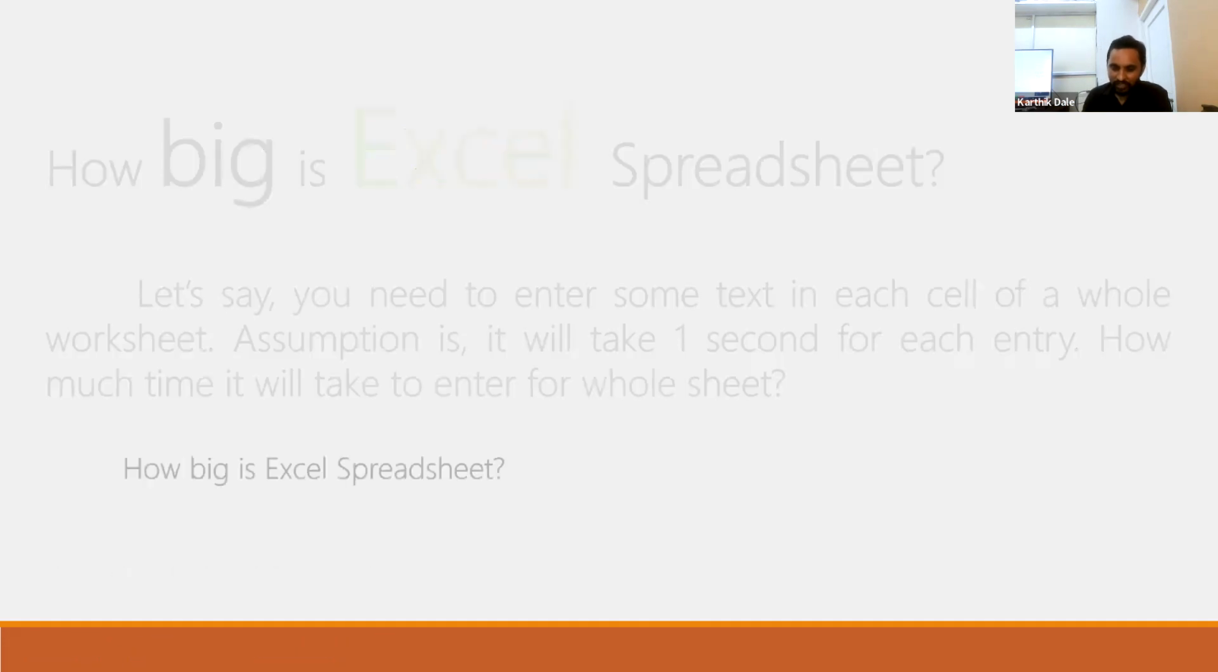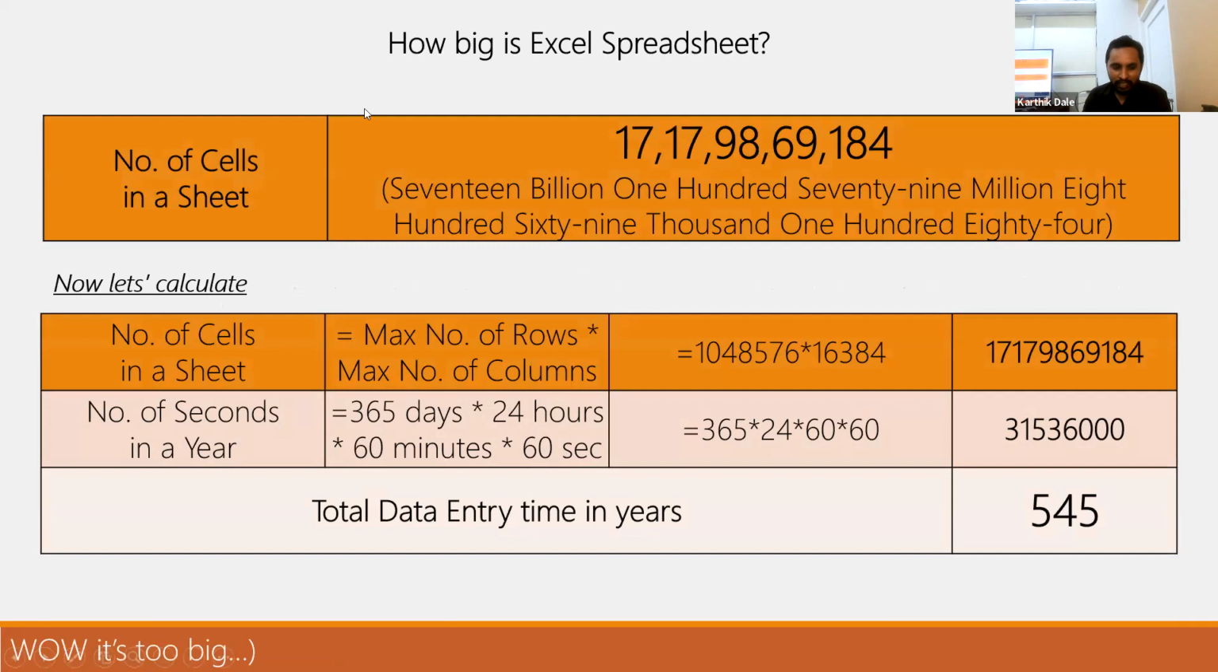You need not do that calculation of the number of rows into the number of columns; I did. This is the big number. These many cells we have, which means these many seconds it will take. In a year, we have these many seconds. Dividing this by this gives you 545 years. We are talking about only one sheet, not multiple sheets.